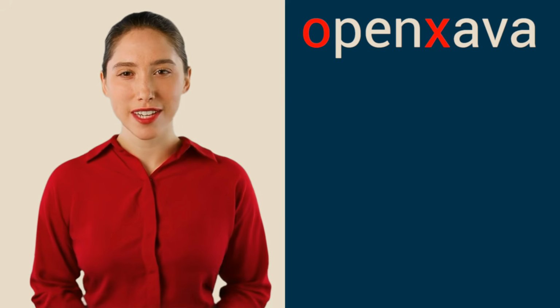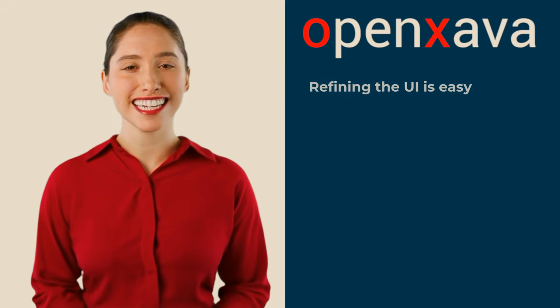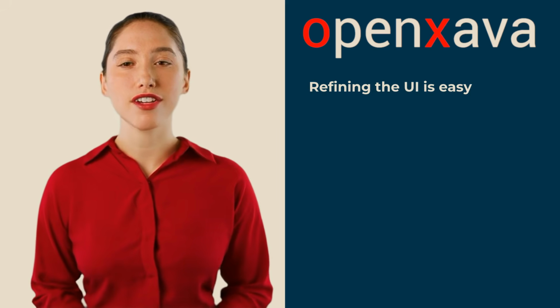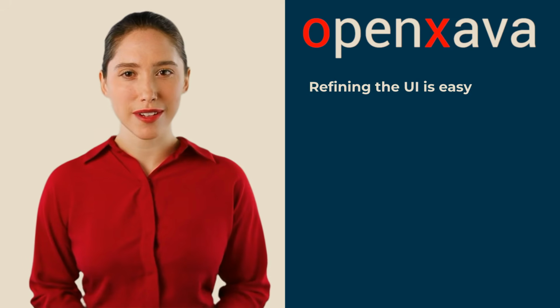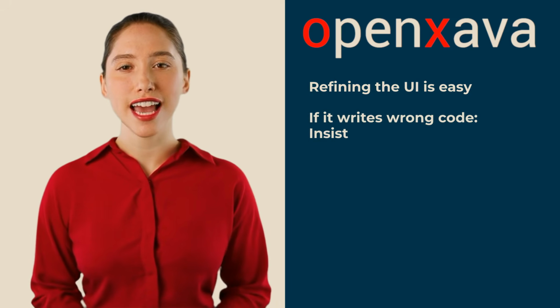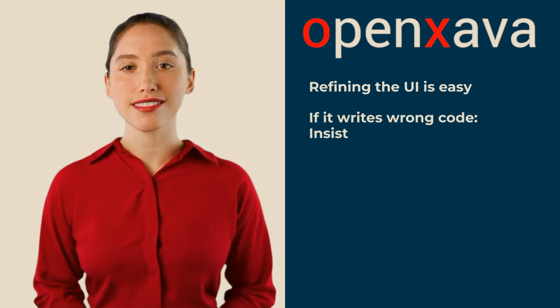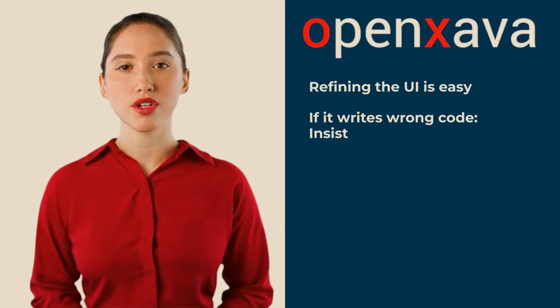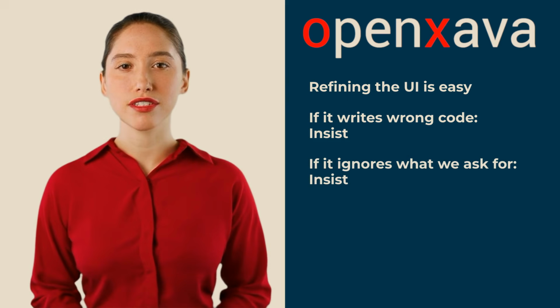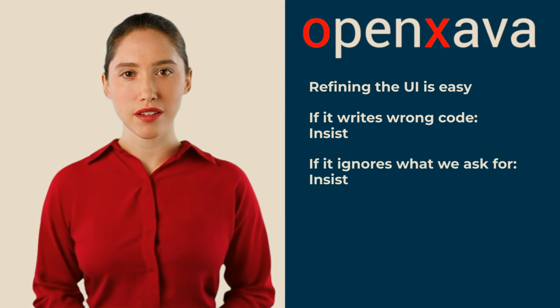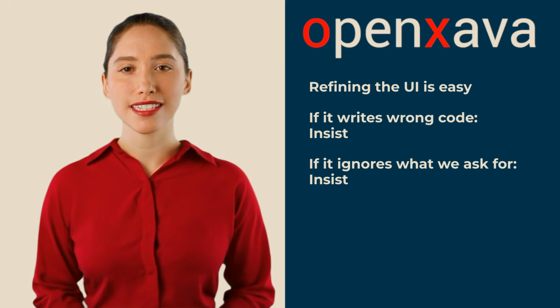We have reached the end of our lesson, where we have seen how easy it is to refine the user interface of our OpenXava application using AI. But we have also learned some other things, such as the fact that AI can generate wrong code, even code that doesn't compile. It's not a problem, you just need to insist, usually only a little, for it to fix it. We also saw how sometimes if we ask it for several things, it might ignore one. No problem, we just ask again and that's it.